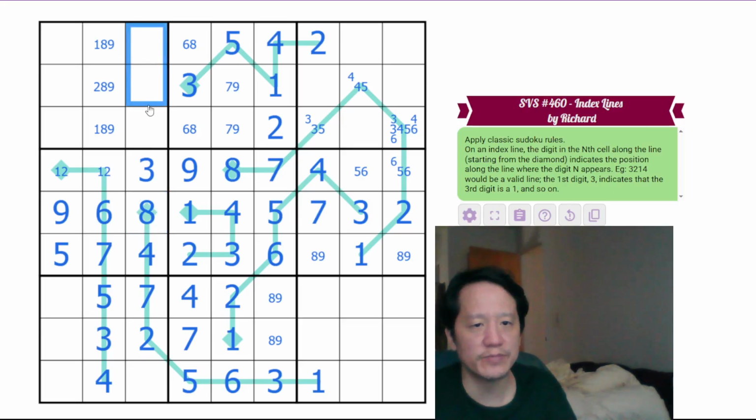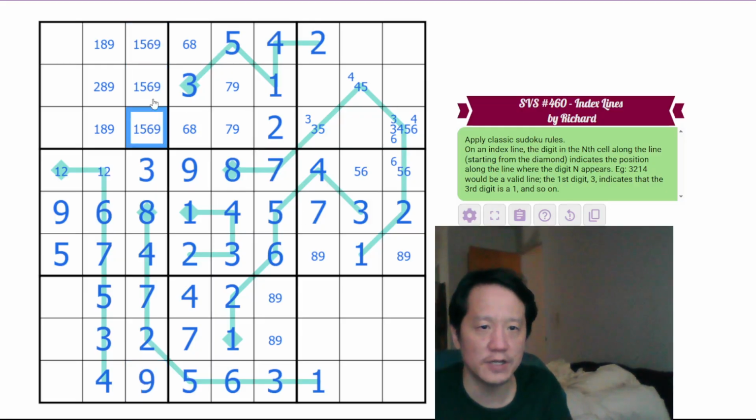Remaining digits of column 3. We have 1, 5, 6, 9. And this cannot be 1, 5, or 6, so that forces this to be 9, which means this can't be 9 here. So that's 1, 5, 6 triplets, which eliminates 1, 5, and 6 in the rest of the box. So no 1 here, no 1 here.